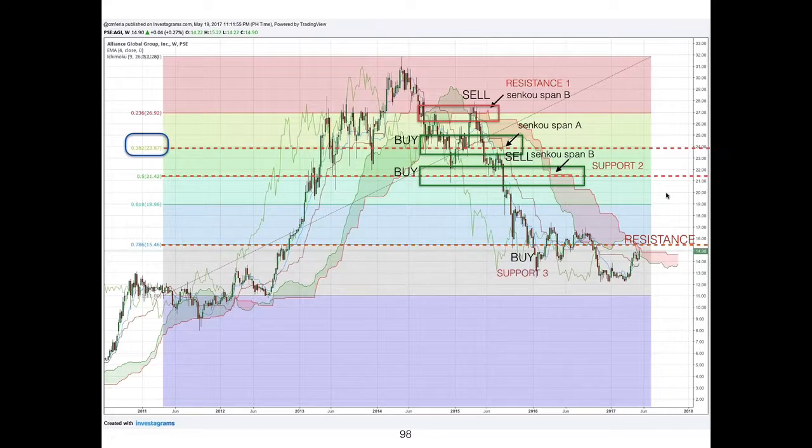There's a drop towards the 78.6% Fibonacci level. At this area, you find two supports as well. We find Senkou span A and the 78.6% level lining up at the same area. So we expect a price rebound, so we buy this area, and you would expect strong resistance at the Senkou span A level as well. So you just combine Ichimoku and Fibonacci to find strong supports and resistances.